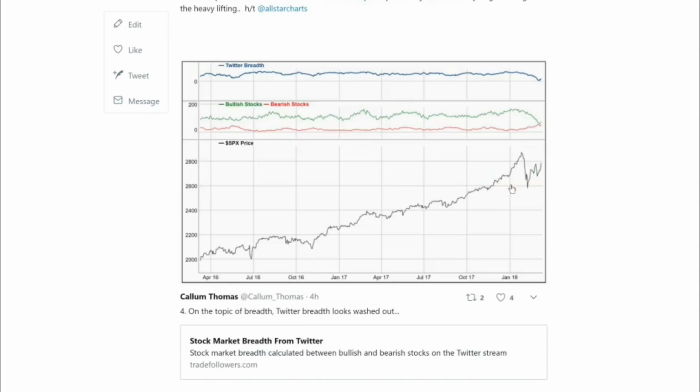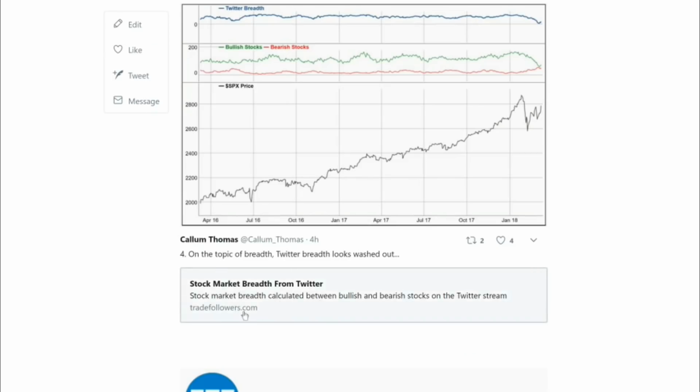But otherwise we'll move on to the next one, and sticking with the idea of breadth and also sentiment, this is the breadth of Twitter sentiment from trade followers. So there's the links there if you click on that tweet.